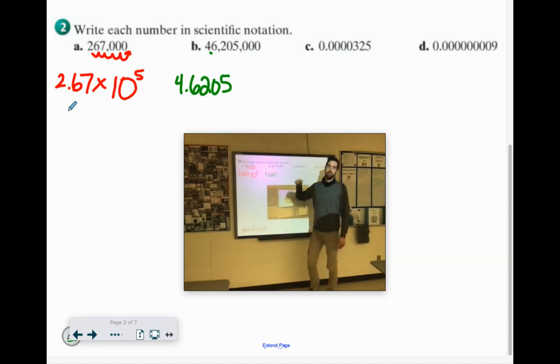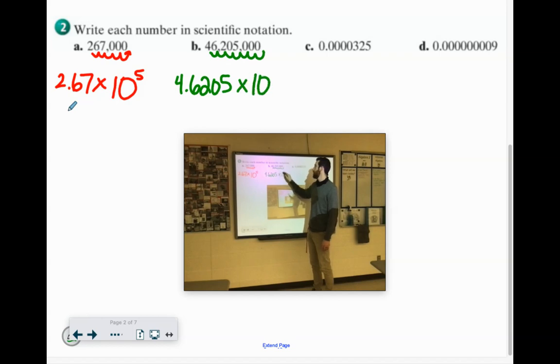4.6205. Now, a lot of times when you see numbers represented in scientific notation, they don't go past the second decimal spot, the 100th spot. But it's fine if you do. This is a little more precise. So let's see, 1, 2, 3, 4, 5, 6, 7 places, times 10 to the 7th power.